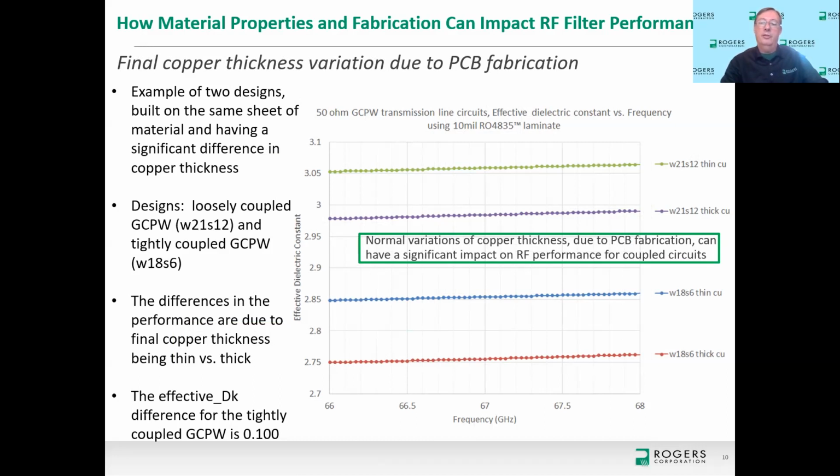Thicker copper has taller sidewalls, so you have more fields coupled through the air. Air is a lower effective dielectric constant, so it reports lower. So tightly coupled has a difference of 0.1. If it's loosely coupled, which is the purple and green curves, now we get a difference of 0.075 in effective dielectric constant, basically saying a loosely coupled circuit feature is less impacted by copper thickness variation than tightly coupled.